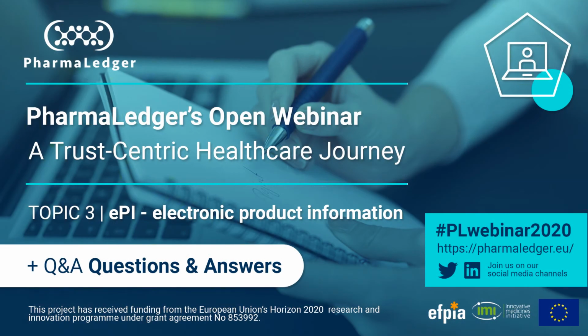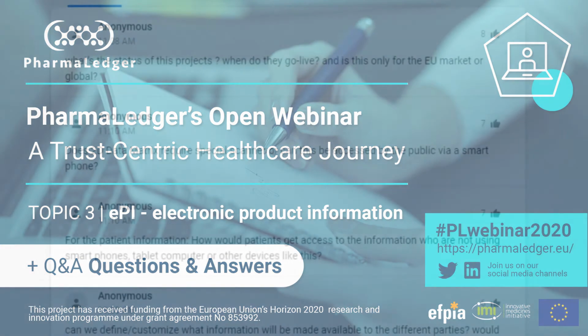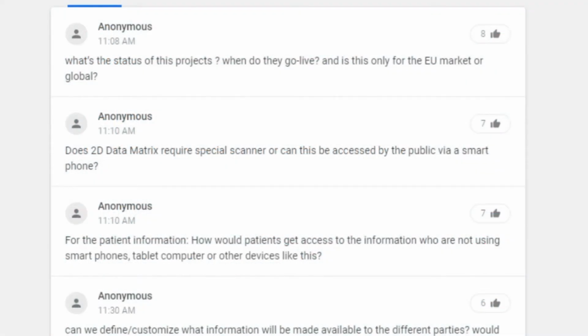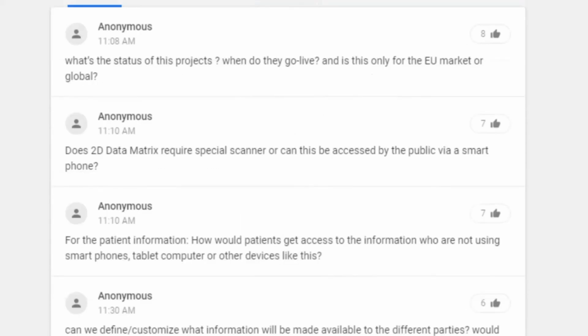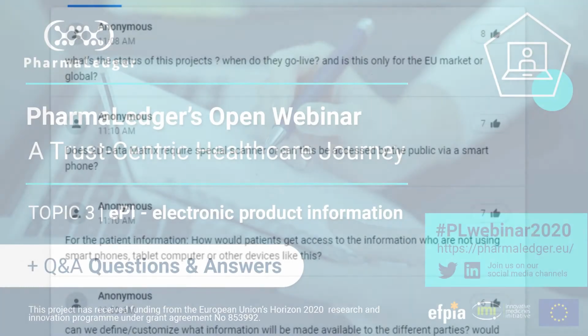And I guess we'll pick up the other question here, which is about the 2D data matrix: does it require a special scanner, or can this be accessed by the public via smartphone? Ken, I can take this one. Sorry, this is Patrick here. Yes, we would scan it from your smartphone. It's not like a QR code in terms of you just point your camera at it. So you would need an app right now to scan the barcodes. And there are plenty of apps out there currently that you can use to scan a barcode and read the content.